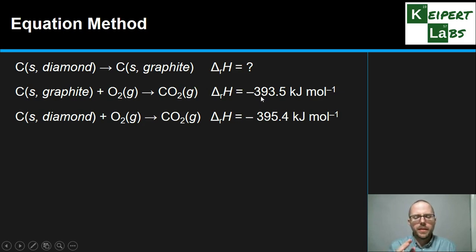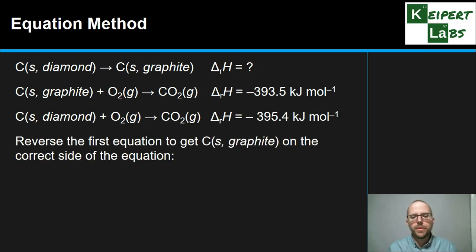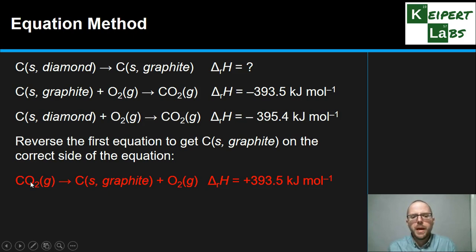Because we've recognized that this value will be the same for the same kind of process. The difference is the same. The sign will change, so it'll go from negative to positive. So let's reverse that first equation with a positive delta H value. So going from carbon dioxide to graphite and oxygen would have a delta H of plus 393.5 kilojoules per mole.